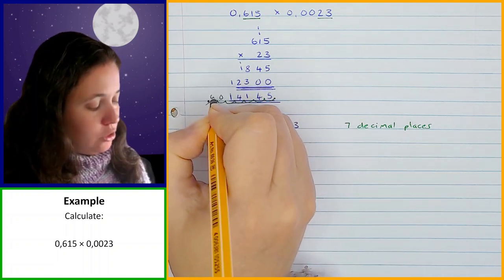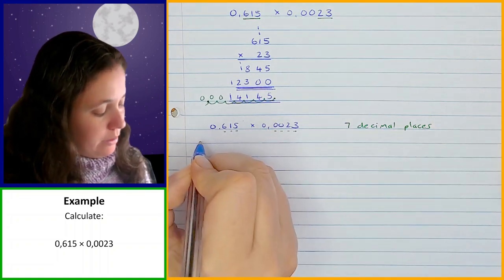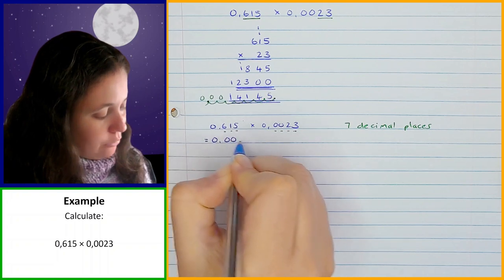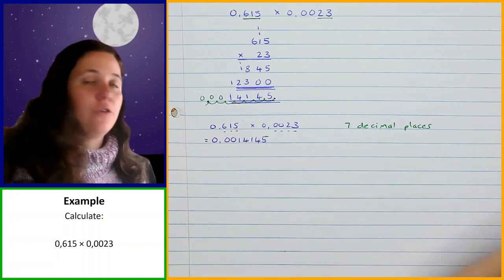So I've got 1, 2, and then the 0 in front of the decimal point. So that's going to be 0, 0, 0, 1, 4, 1, 4, 5. So that's what you would get for that question.